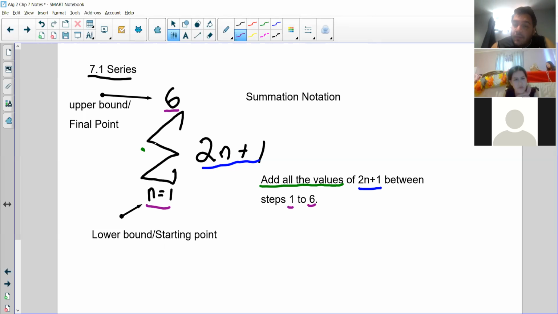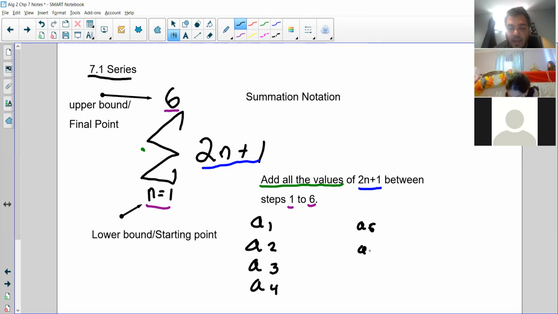Okay. So let's actually do it. So before we can add all the pieces together, we just have to find all the pieces. So I need to figure out, and this is from yesterday's lesson, A of 1, because I'm starting at 1, A of 2, A of 3, A of 4, A of 5, and A of 6. I find each piece because I'm going to add them all up at the end.